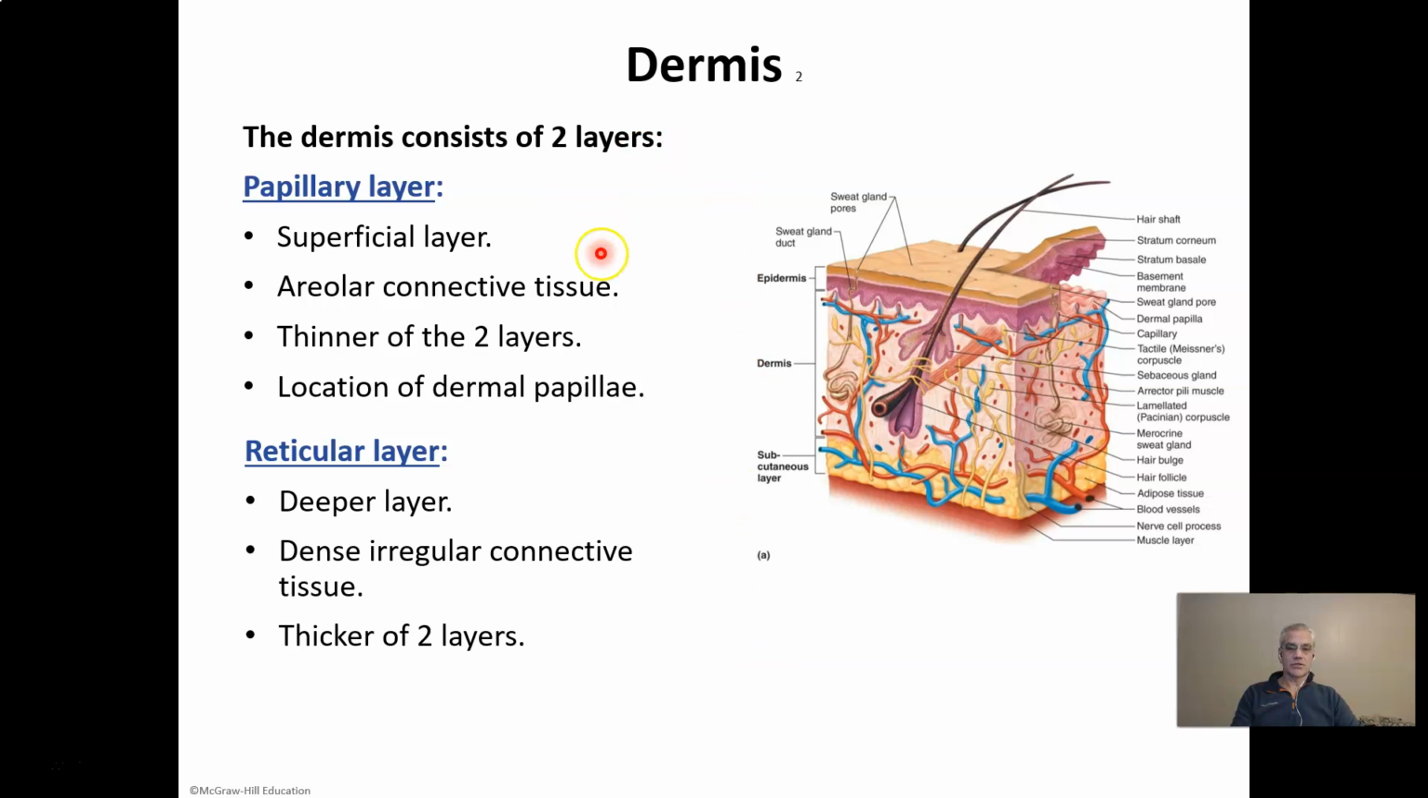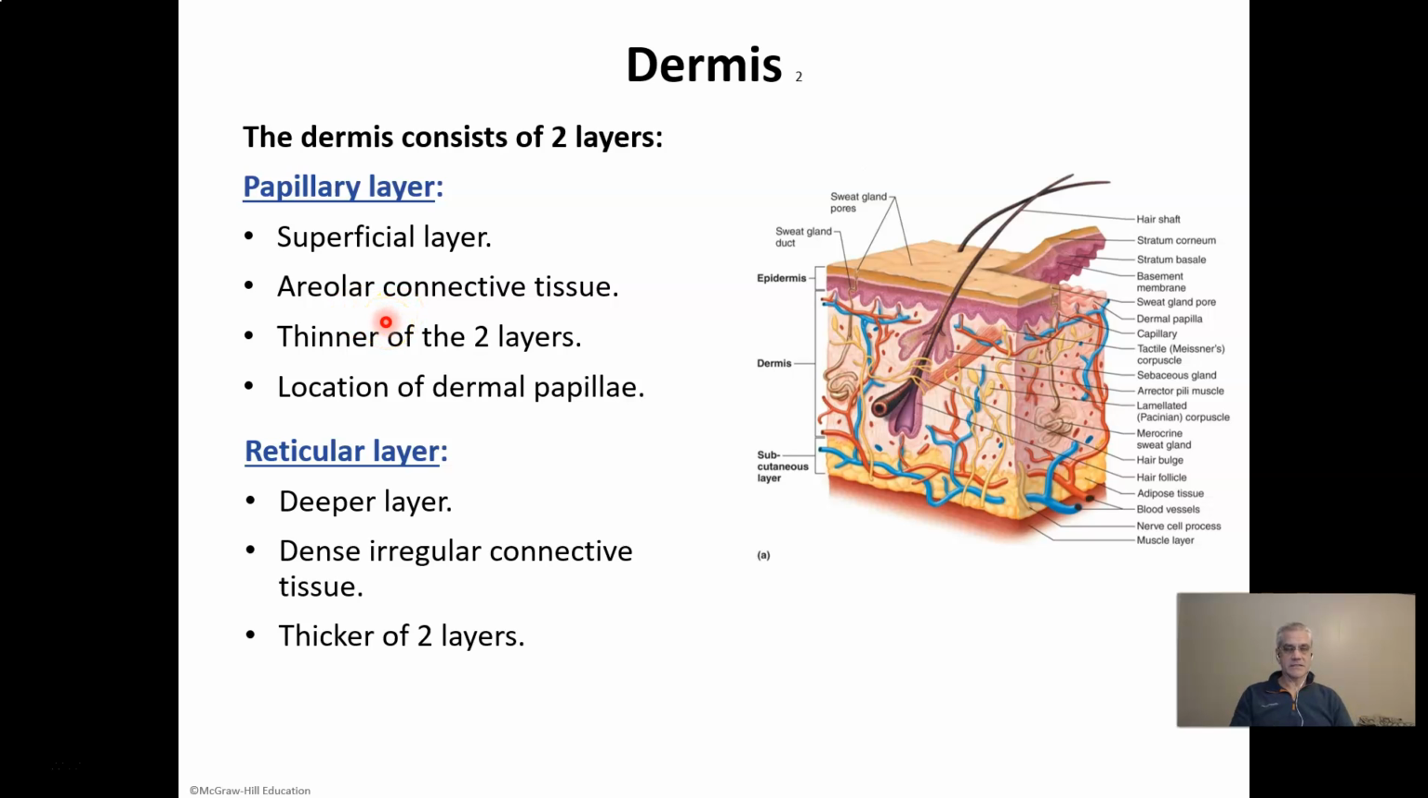All right, dermis again. We got two layers in the dermis. The more superficial layer is referred to as the papillary layer. Papillary, and so think of these ridges and valleys, right? The dermal papilla. That is also where the papillary layer of the dermis is. Makes sense. Right? The papillary layer is areolar connective tissue.